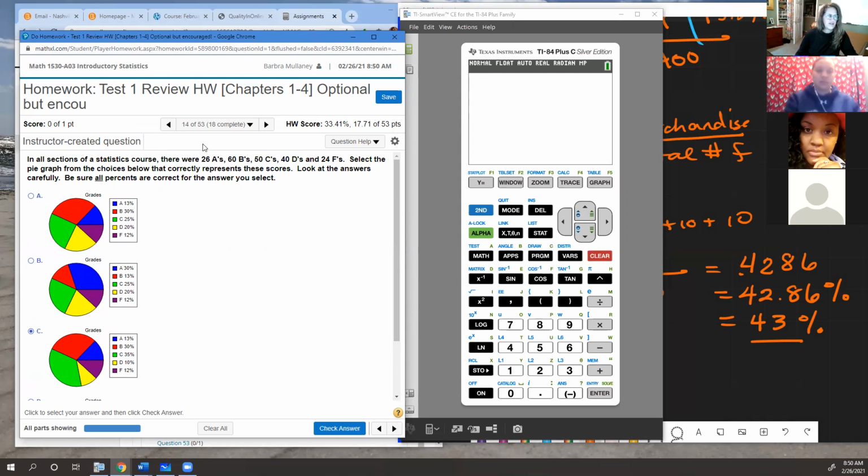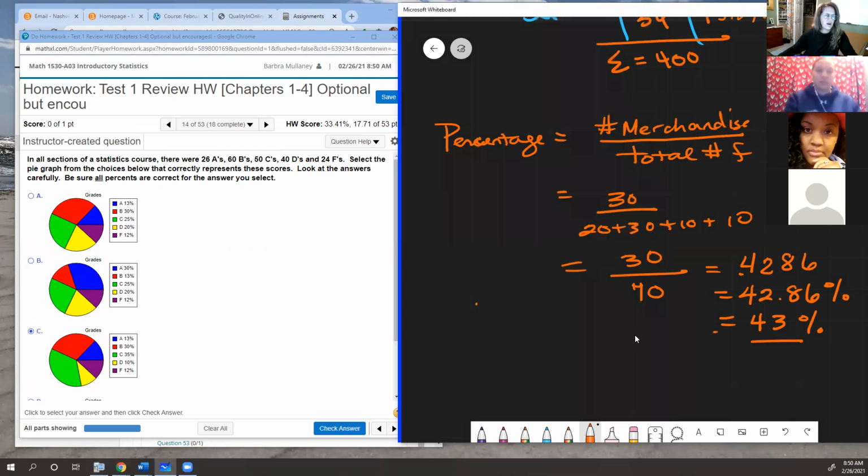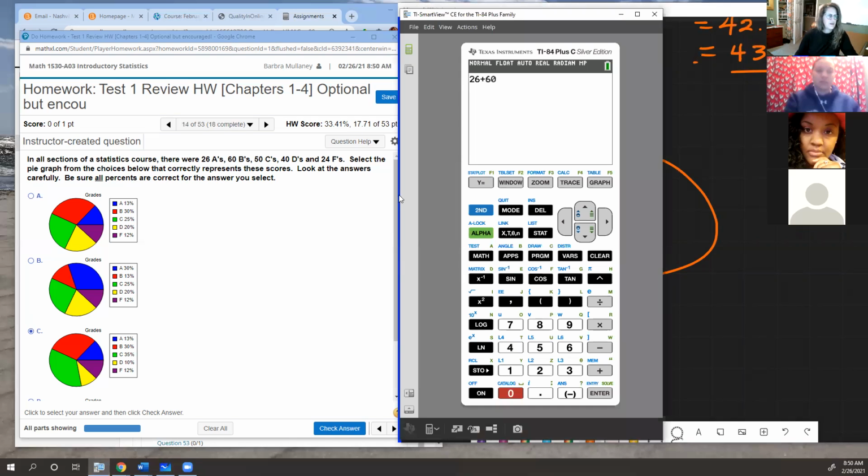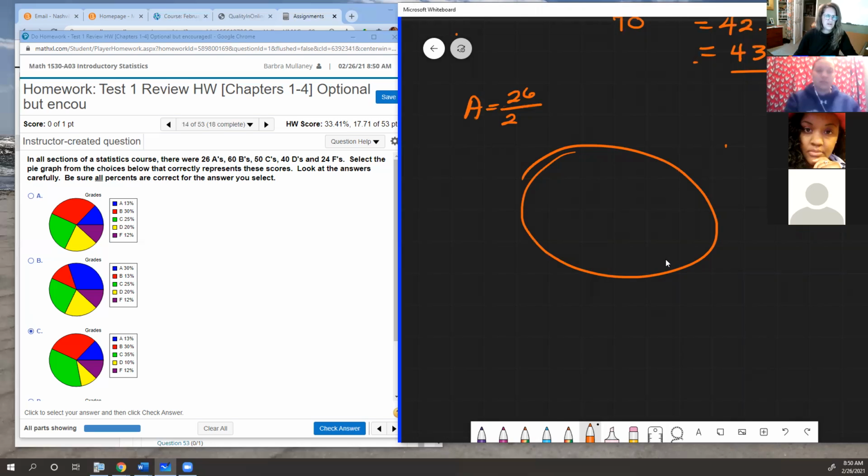And so we're definitely going to need a total here, right? 26 plus 60, because we need to find out what percentage of the class are A's. We have to convert this to get it into a pie chart. We really need our percentages, right? So A is 26 over whatever the total is, so that's 200. Which is 13%.